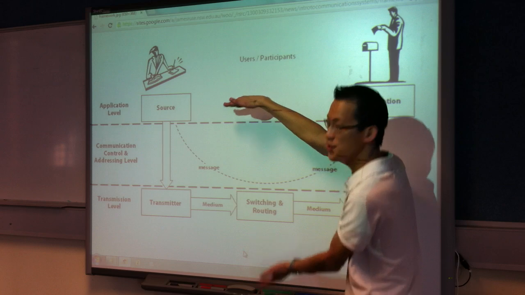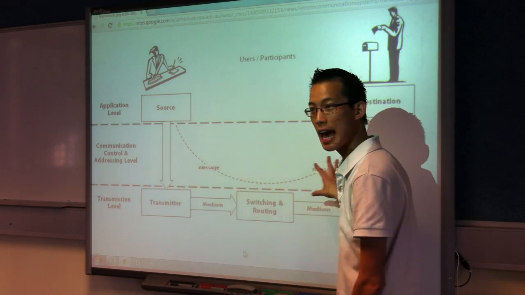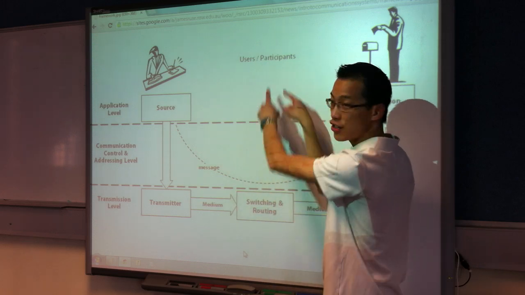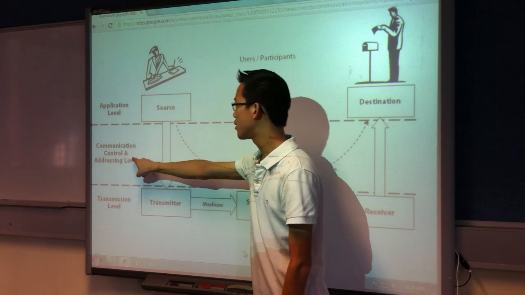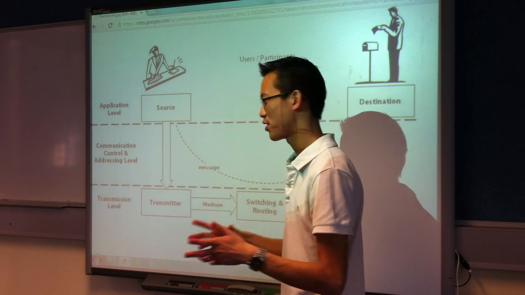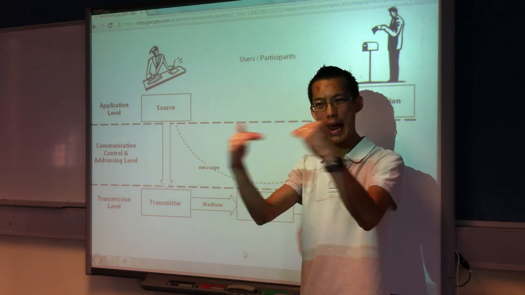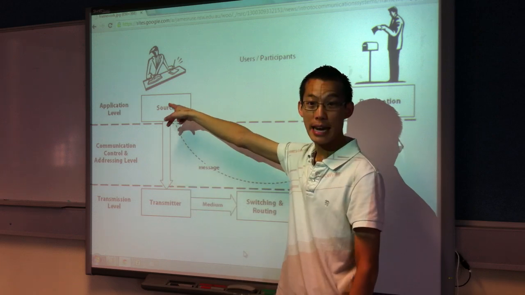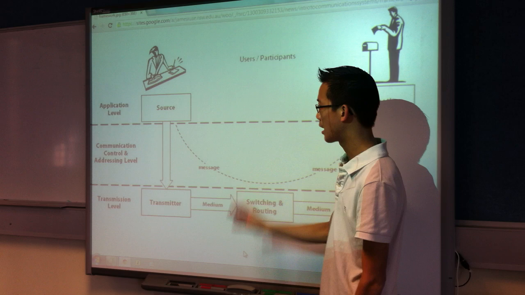However, underneath the surface, picture an iceberg, all of this stuff is happening to ensure that this actually works properly. So what's happening in here? Communication, control, and addressing. We won't go into detail, but all I want to get across to you is this level is about the software that's underneath these applications. This is a software level, mainly.